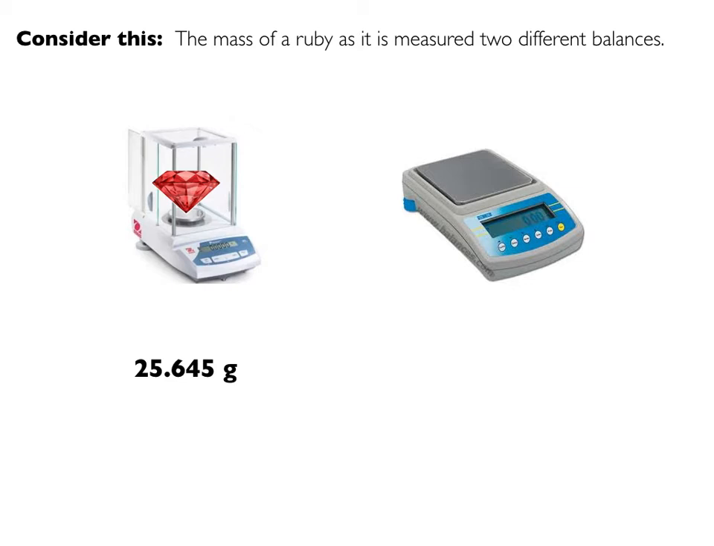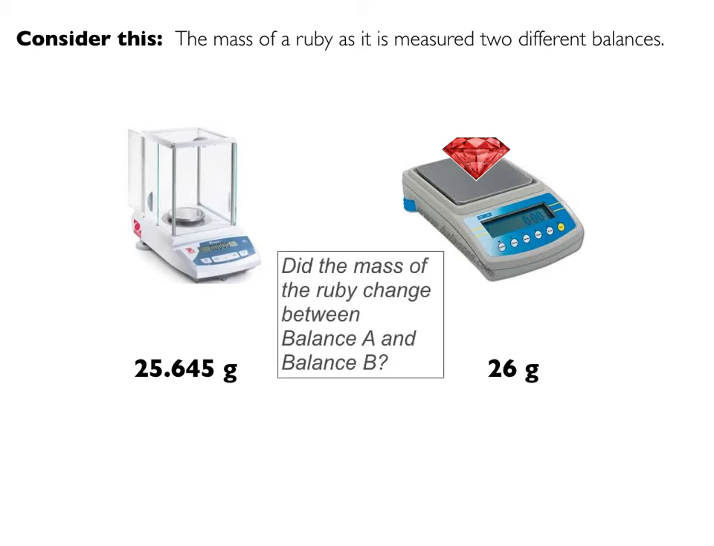If we take that ruby and we transfer it to the other balance, now the balance tells us the measurement is 26 grams. So, did the mass of the ruby change between balance A and balance B? Of course not. It's the same ruby, it has the same mass. What we're seeing is the difference of the uncertainty of the two balances we are using.